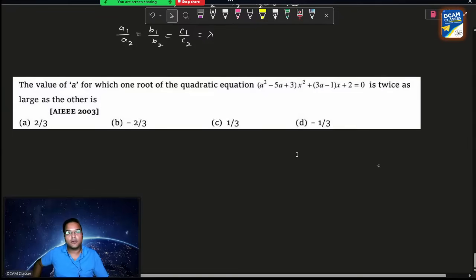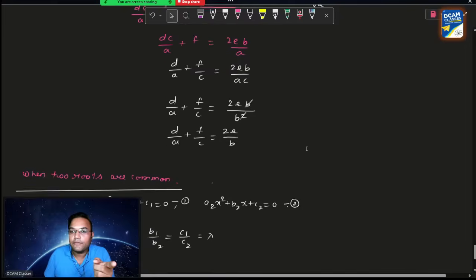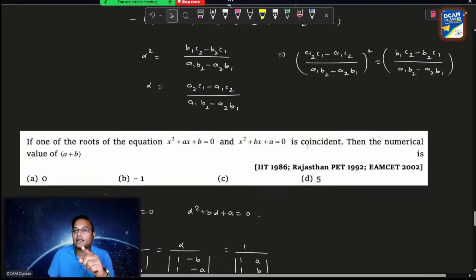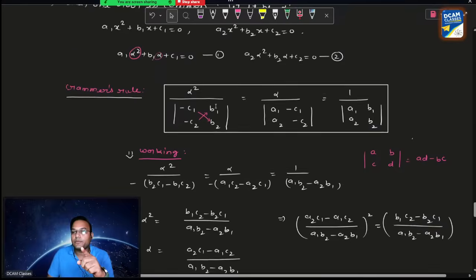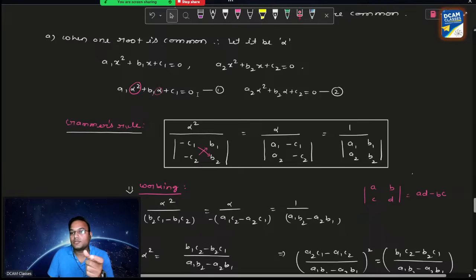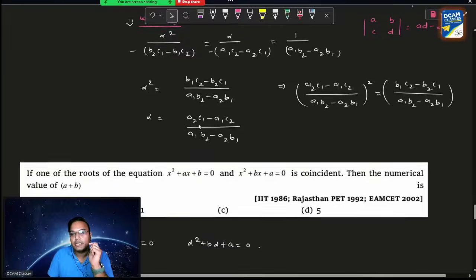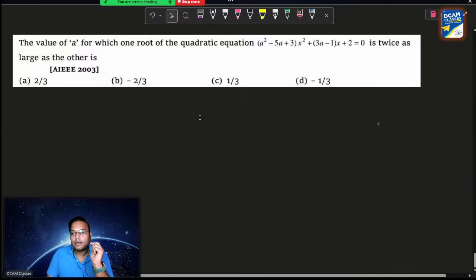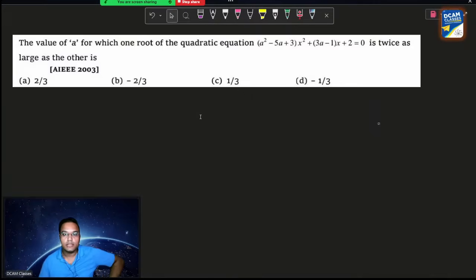Because in that I have told one method which you will be learning in class 12 only. Cramer's rule. It's used for solving the condition when one root is common. Okay, that you learn after watching the recording. After class is over, I'll send you the recording. Try to solve this one.